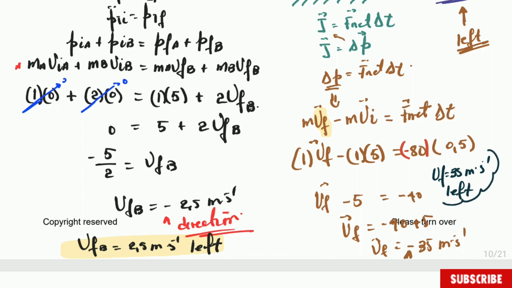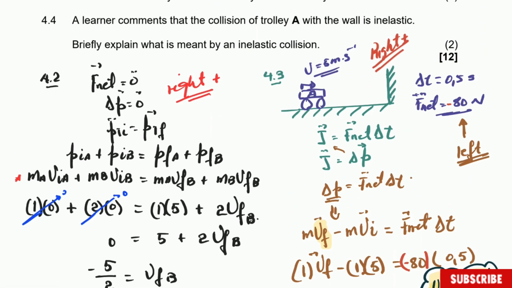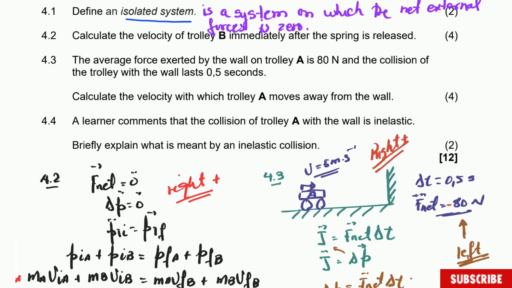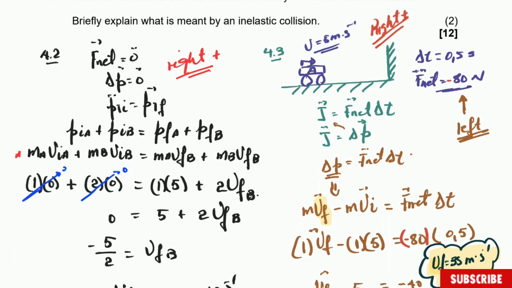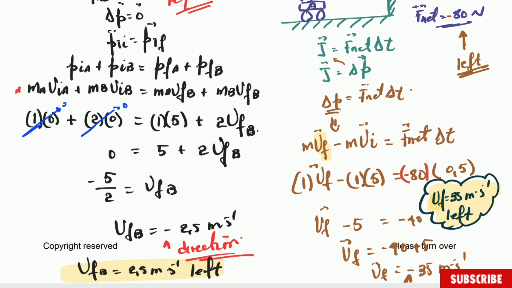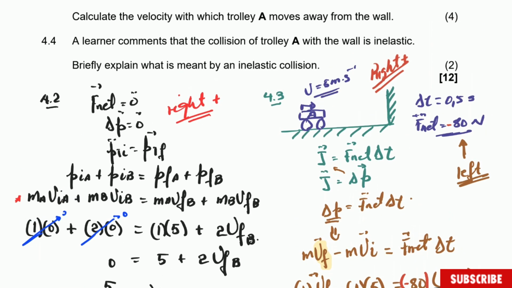Now, important, this number is a little bit too big, so I think the problem here is with the time. The time is too big. The time is supposed to be 0.05, but we answer what is in the question paper. So according to that number of time, this is what you should get. Okay, so that is the answer.